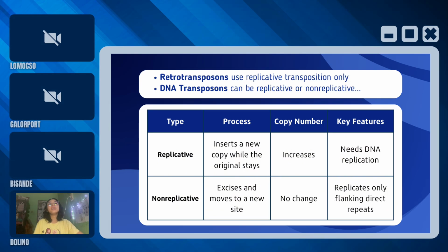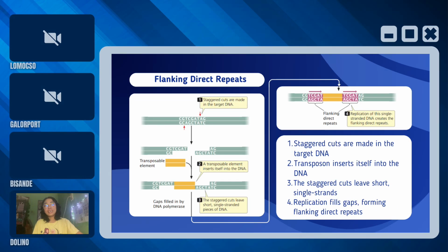Unsa ning flanking direct repeats? Flanking direct repeats are short, identical DNA sequences that appear on both sides of a transposable element after it inserts into a new location in the genome. Sa duha ka mechanism ganiha, unsa ganito mahitabo after insertion? DNA repair. The flanking direct repeats are part of DNA repair.